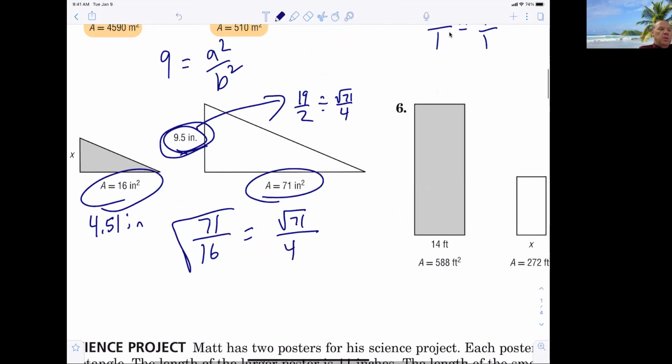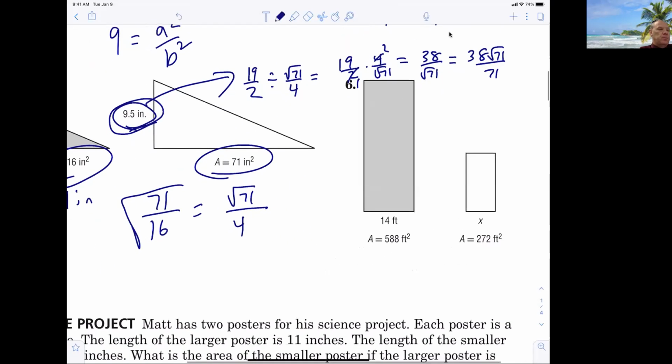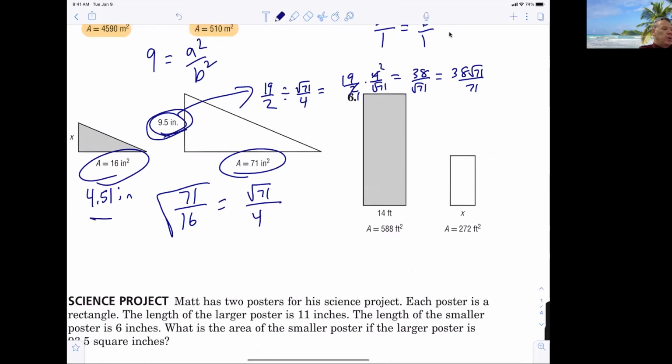So again, watch this, guys, just to make sure. 19 over 2 times 4 over radical 71. That goes in twice. So 38 over the square root of 71. Now everybody do 38 divided by the square root of 71. Tell me if that's 4.51. And then on your SATs, they might say 38 radical 71 over 71. But again, I'm just reviewing with you those square roots. But again, 4.51 is perfectly fine.